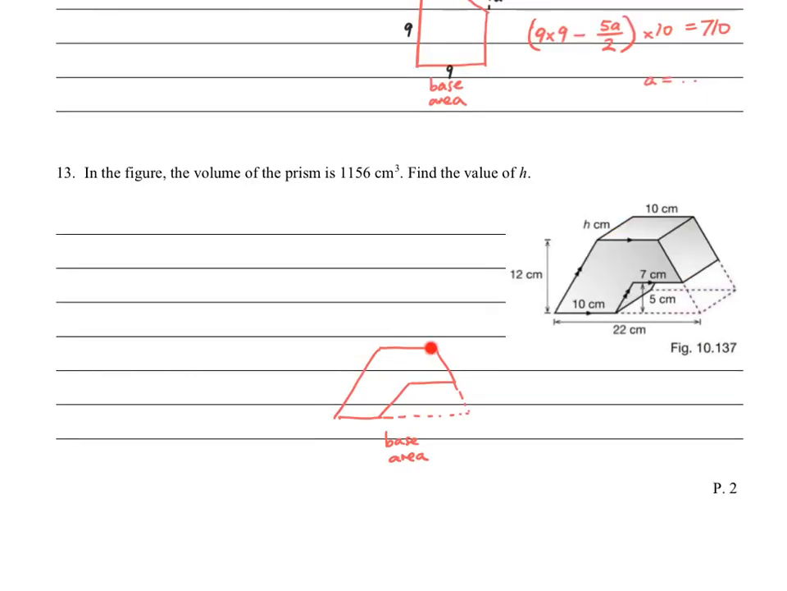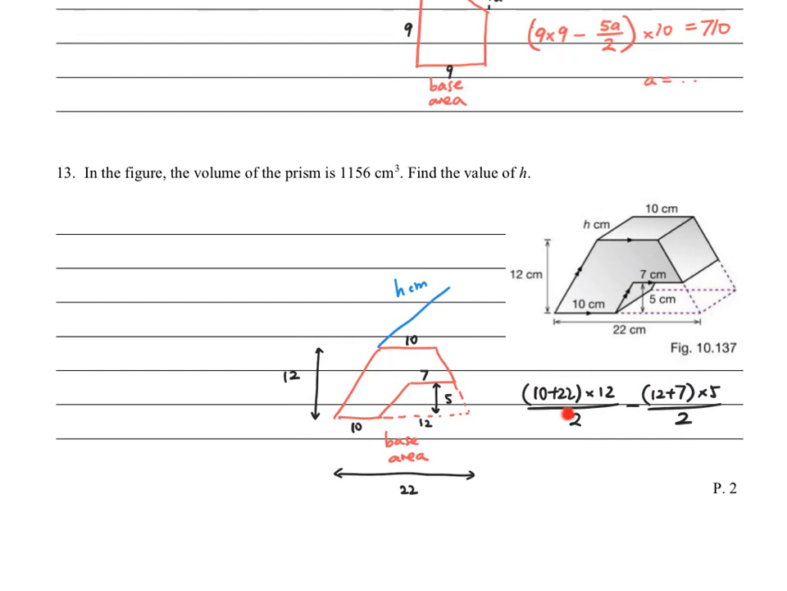Number 13, the base area is this shape, and the height would be h cm. You can find all the lengths of these two trapeziums and then try to find the base area. The base area would look like this, and then you have to multiply the whole thing by h to become 1156, and then you try to solve for h, and that's the answer.